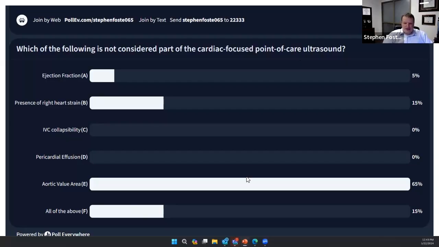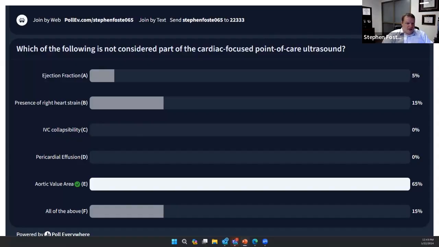All right, so the correct answer here is actually the aortic valve area. So the ejection fraction, while we don't want a specific number, we're looking for normal versus abnormal. Is it decreased? Is it normal? Is it increased? Right heart strain is like we talked about. Is the right side of the heart less than or equal to the left side of the heart? That's how you assess for strain.